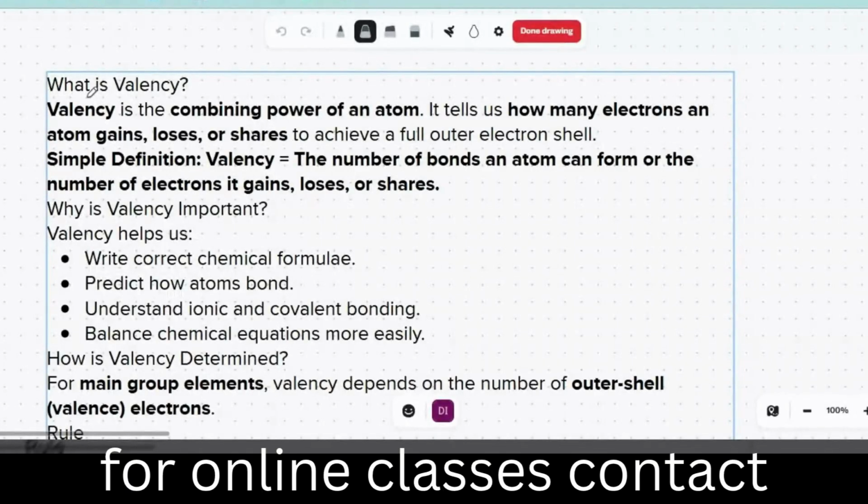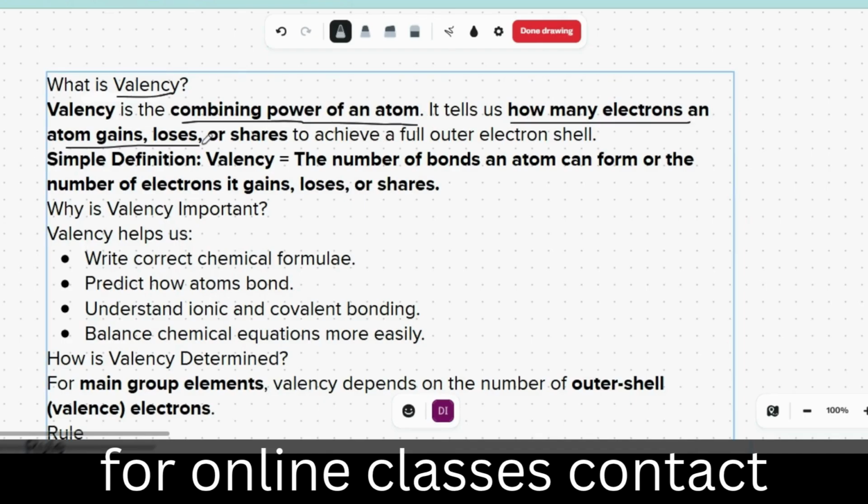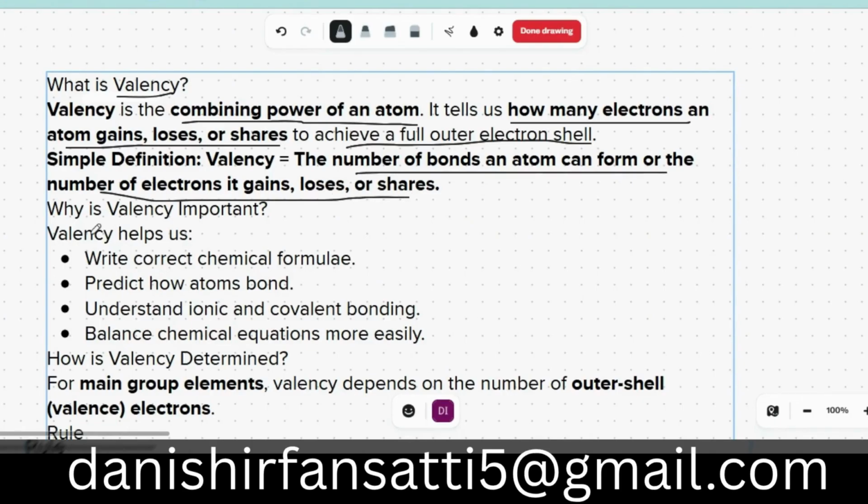We are going to talk about what is valency. Valency is the combining power of an atom. It tells how many electrons an atom gains, loses, or shares to achieve a full outermost electron shell. Simple definition: valency is equal to the number of bonds an atom can form, or the number of electrons it gains, loses, or shares. Why is it important?